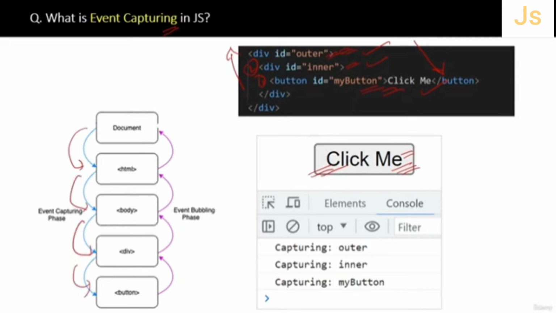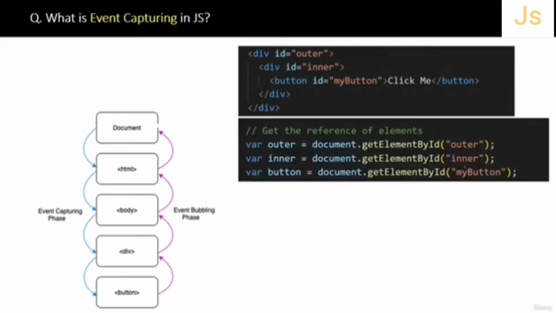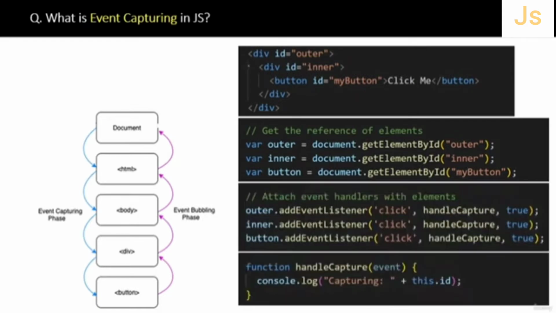Now the question is how to code for this behavior. The implementation is also 90% same as event bubbling, nothing specific. The only difference is that the last parameter, the third parameter of the add event listener method, will be true this time. So basically this will enable event capturing in JavaScript. By default, this parameter value is false, and that's why it was doing event bubbling. But if you make it true, then event capturing will be activated.